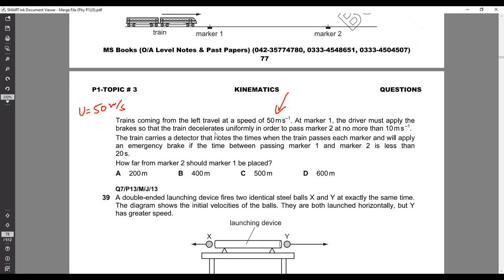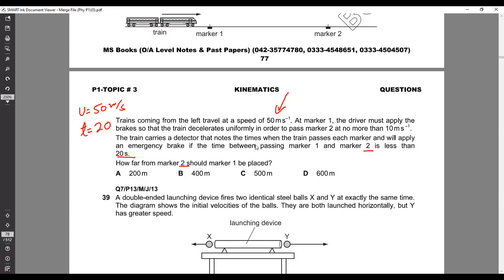The driver applies the brake so that the train decelerates to pass the marker at no more than 10 meters per second. The train carries a detector that notes the time when the train passes each mark and will apply an emergency brake if the time between 1 and 2 is less than 20 seconds. T is 20 seconds or less than 20 seconds. How far should the two marks be? How far should marker 1 be placed from marker 2?